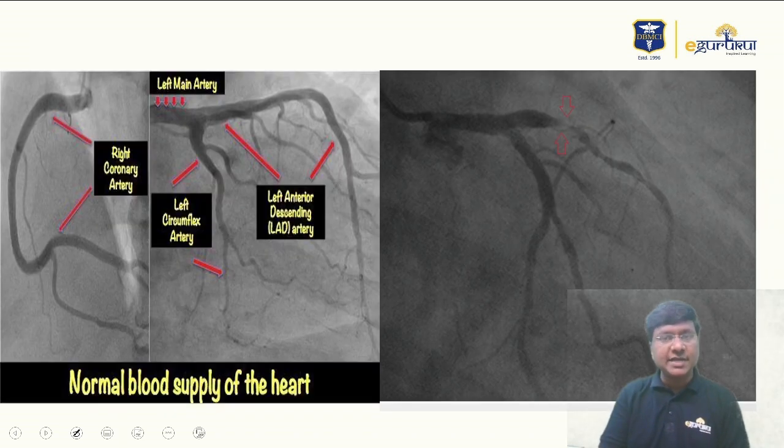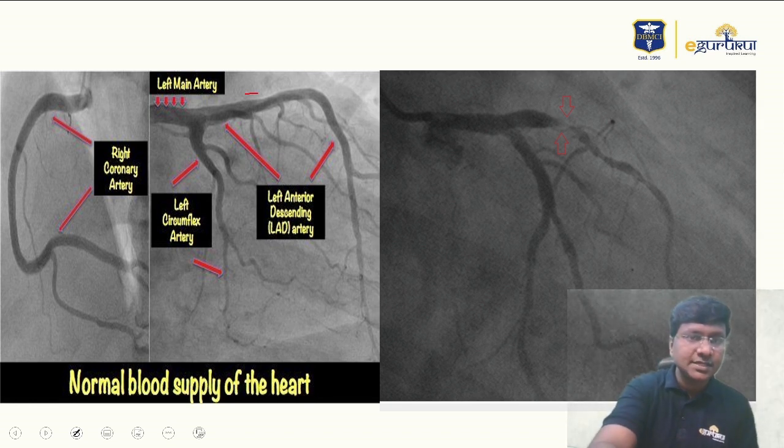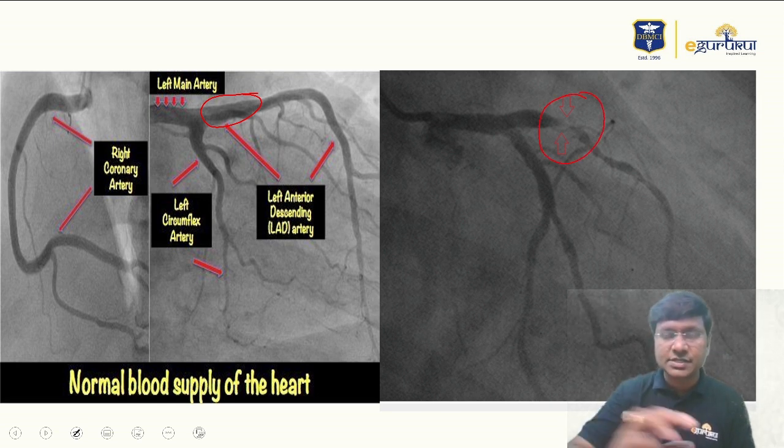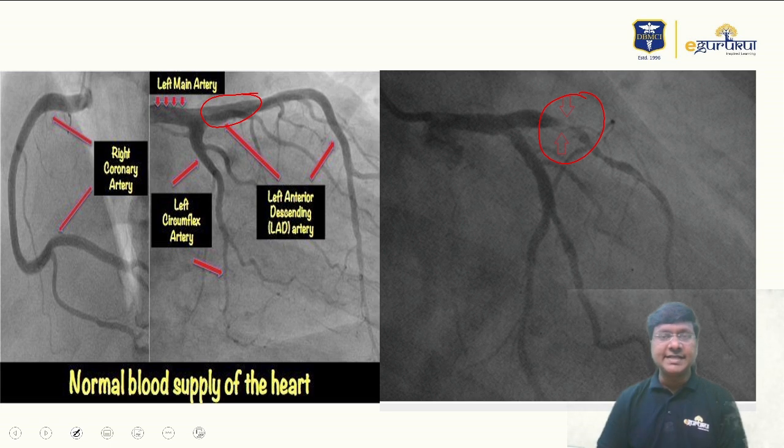And if there is a proximal LAD block, how does the coronary angiogram show it? See, this is a more or less normal proximal LAD. And here you can observe what happens if there is a proximal LAD occlusion. That is how the occlusion will appear in the coronary angiogram. So that is what the patient had.